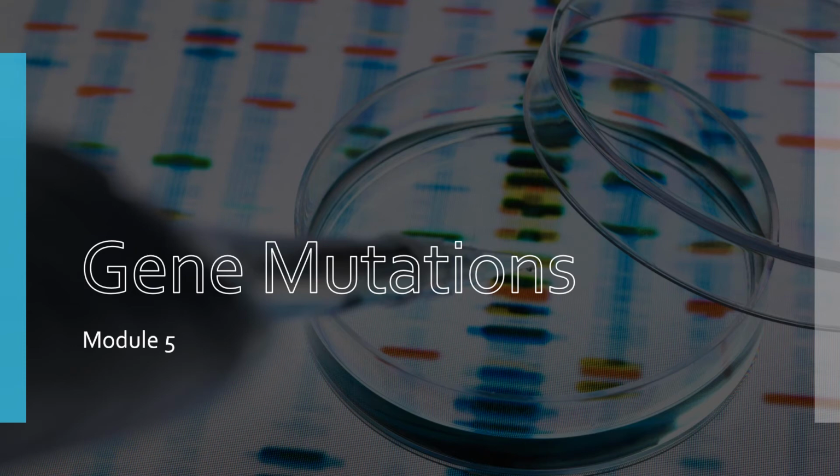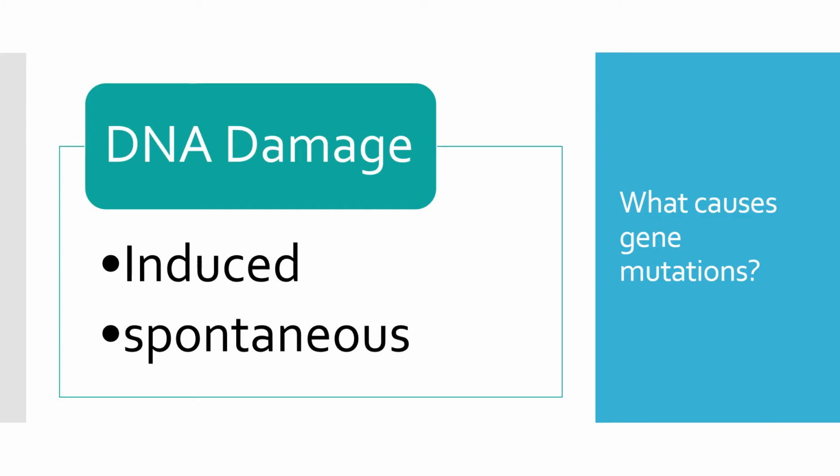Hey everybody, welcome to I think the first mini lecture for Module 5, and here we will pick up where we left off in Module 4 and talk about gene mutations. So what are mutations? Mutations are changes to nucleotides in a DNA or mRNA sequence. They occur because of damage to DNA. There are two types of mutations that cause DNA damage: induced mutations and spontaneous mutations.